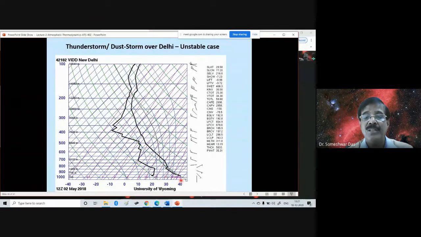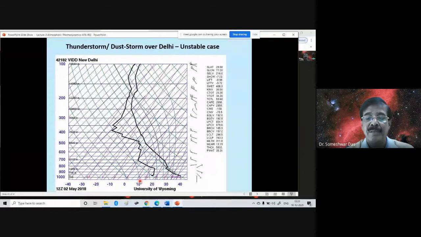And these are the isotherms, 0 to 40 on one side and 0 to minus 40 on this side. This is the temperature profile measured by the radiosonde at New Delhi on 2nd of May 2018. And this is the dew point temperature measured by the radiosonde on the same day, plotted on a T-phi-gram.